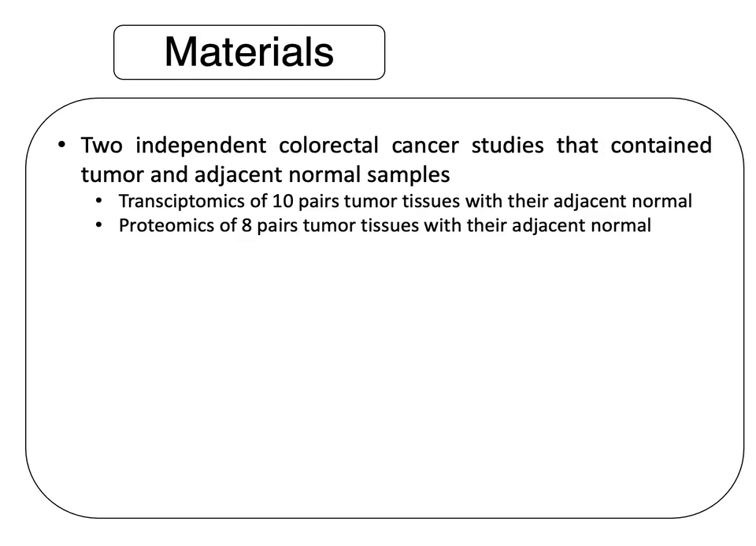To accomplish our previous objective, we used two independent colorectal cancer studies that contain tumor and adjacent normal samples as our datasets. The first study for transcriptomics contained 10 pairs of tumor tissues with their adjacent normal. Meanwhile, the second study represents proteomics of 8 pairs of tumor tissues with their adjacent normal.